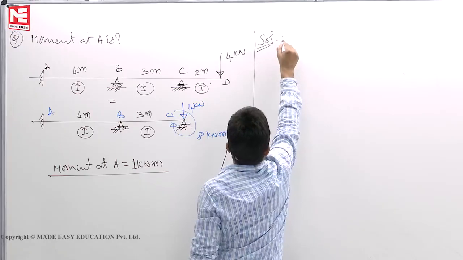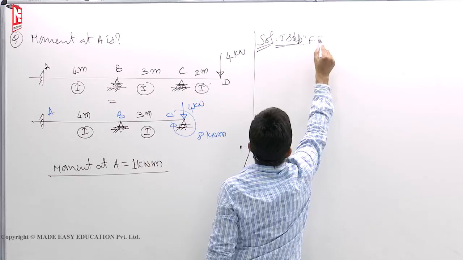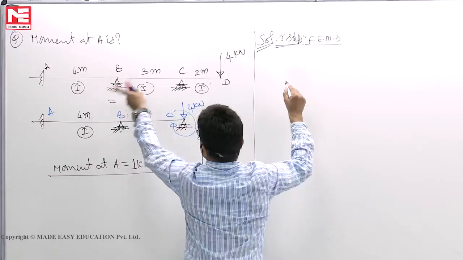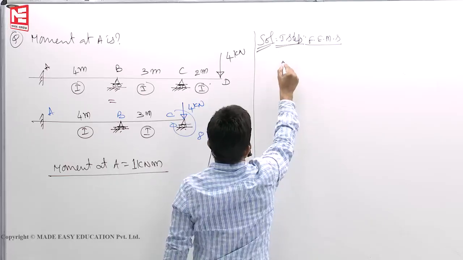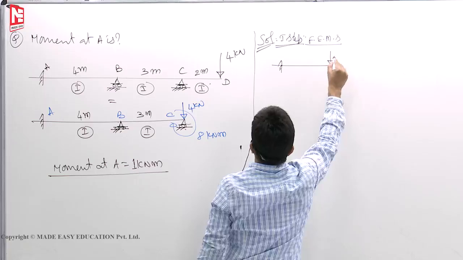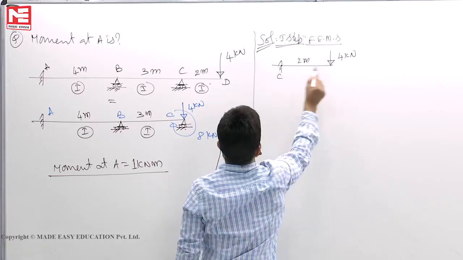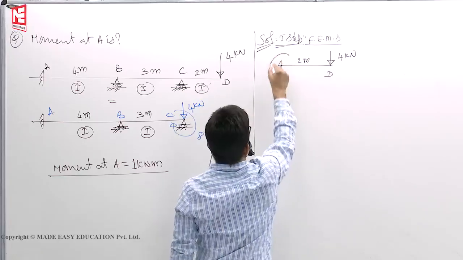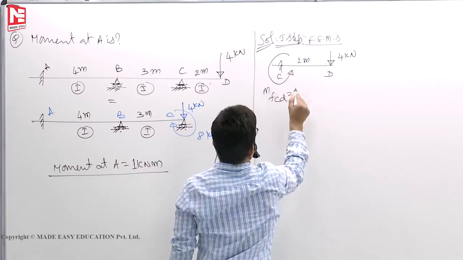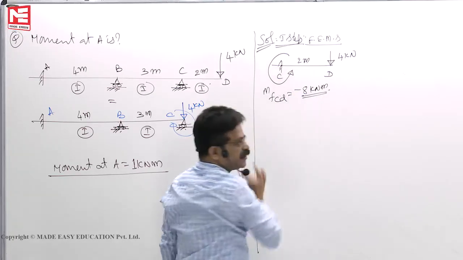Complete solution I am taking. Your first step is fixed end moments. MFAB, BA, BC, CB are 0. MFCD span, this is like this. This is 4 kilonewton, 2 meters. This is CD. Clockwise, so it is anti-clockwise. MFCD, anti-clockwise, so minus 8 kilonewton meter. All other values are 0.